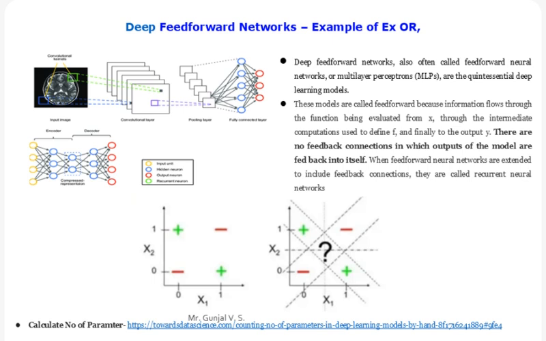Deep feed-forward networks are extensions of simpler models that can solve more complex tasks. They are composed of multiple layers, each transforming the input data into a more abstract representation. The final layer provides the output, which is compared to the target during training to adjust the weights.